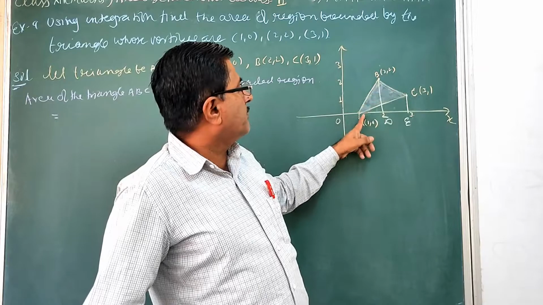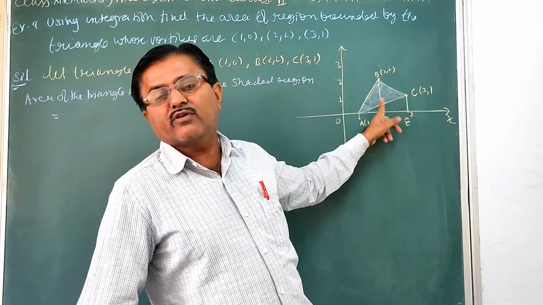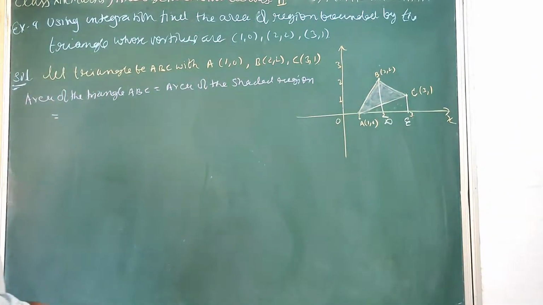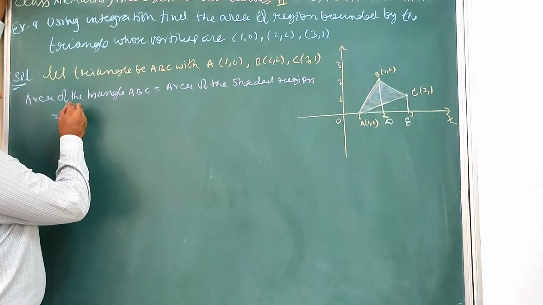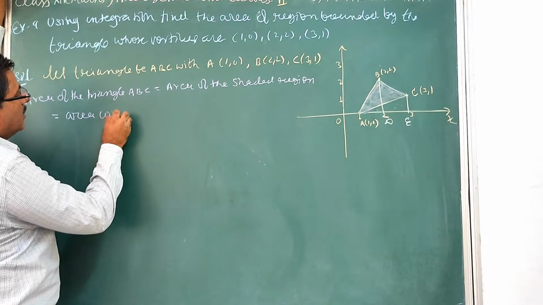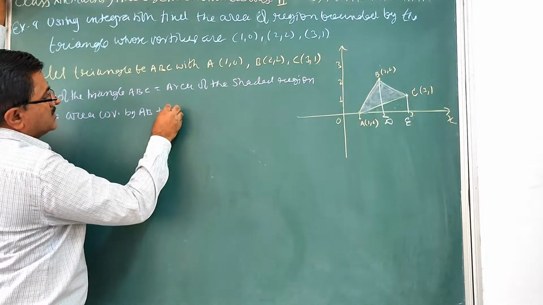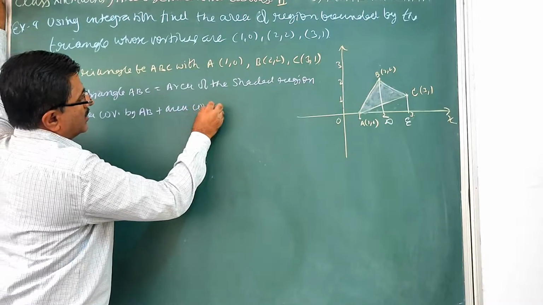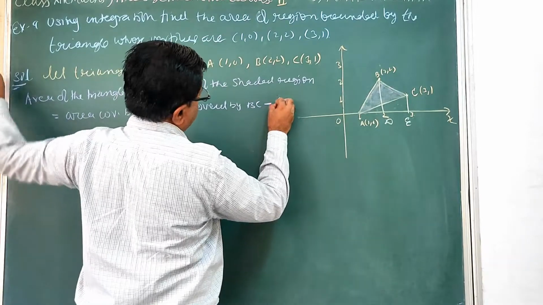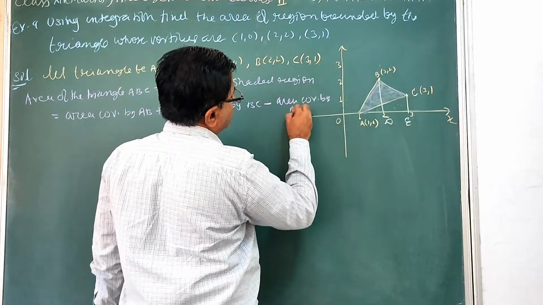So if you subtract this area covered by AC, that is the unshaded from both, we get the required area. So required area is, we can say, area covered by AB plus area covered by BC minus area covered by AC.